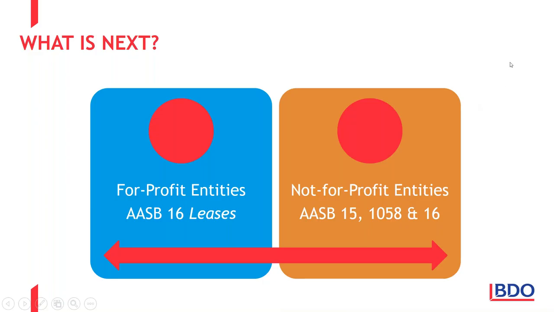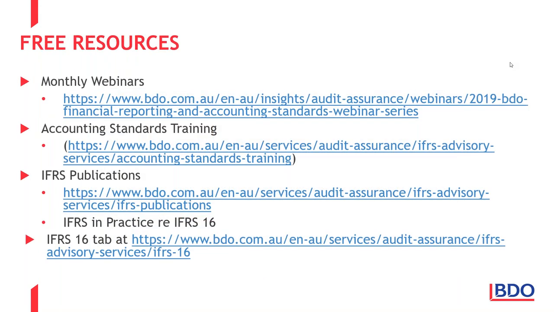As you know, for for-profits, AASB 16 is the big thing. For not-for-profits, it's also the revenue standards.